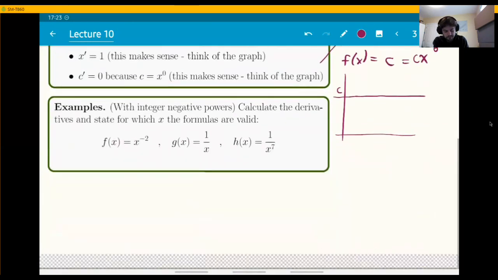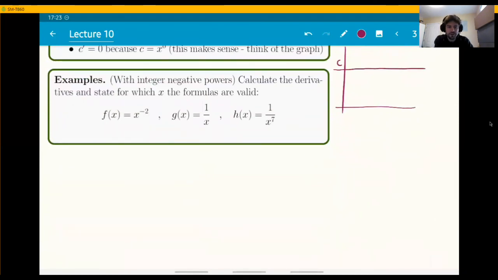But now I have some also simple but slightly more complicated with negative powers. Calculate the derivative of each one of these guys, and now state for which x's the formulas are valid. So if f of x is x to the minus 2, f prime is going to be minus 2 x to the minus 2 minus 1. Always like this for the power rule, which becomes minus 2x to the minus 3. Or if you want to rewrite this, remember that negative power is the same thing as dividing by the positive power.